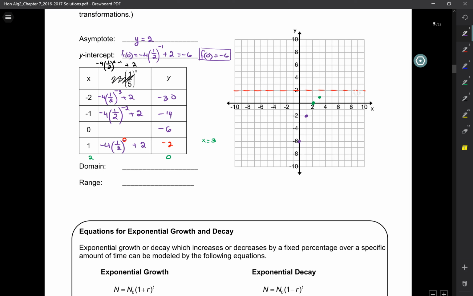So now, look. It looks like this. Does that make sense? Okay. Now, what's the domain? And what's the range? Y is less than 2. Okay?